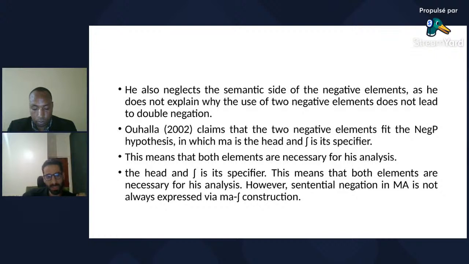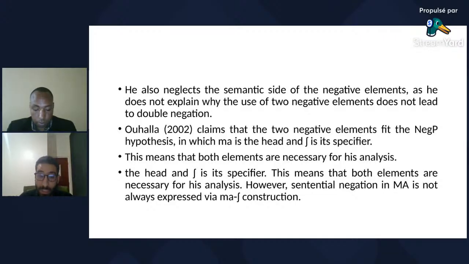Also, he doesn't explain why the use of two negative elements doesn't lead to double negation. Why we have ma and sh, why we have maklash, two negative elements without canceling each other out. It's like we have two negative elements, like maklash or makla walu.